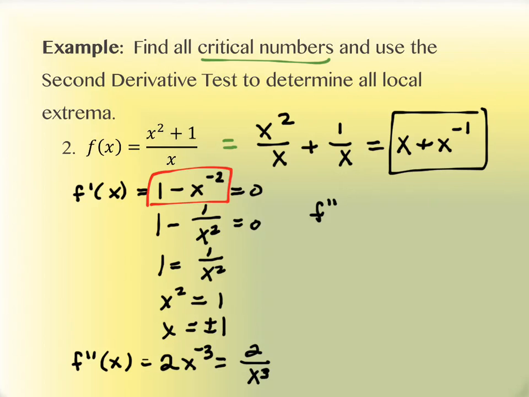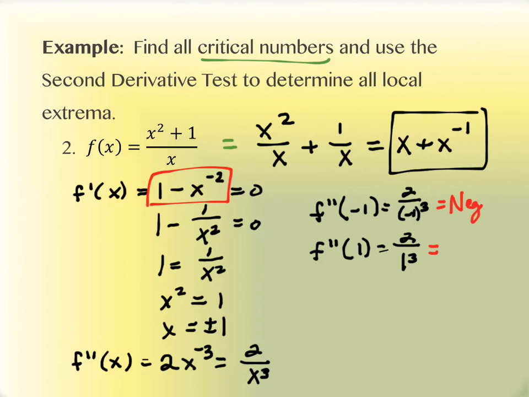I'm going to do the second derivative at negative 1 and the second derivative at positive 1. So this would be 2 over negative 1 cubed, and then 2 over 1 cubed. All right, so what is 2 over negative 1 cubed? Negative 2, and what part of that's important? The negative, the sign. So this is negative, and the second one is positive.